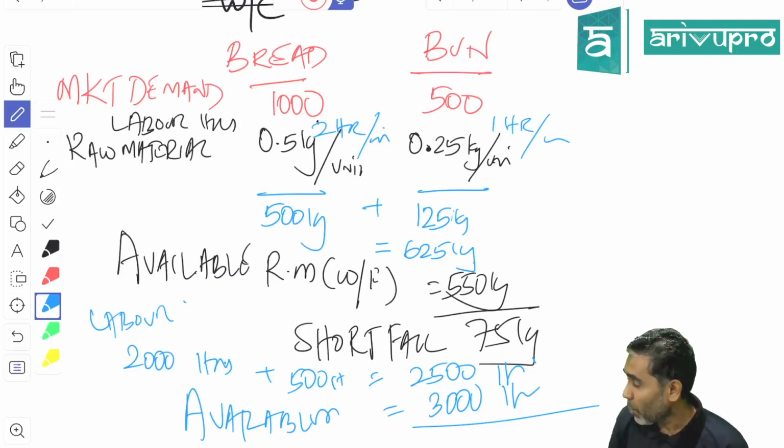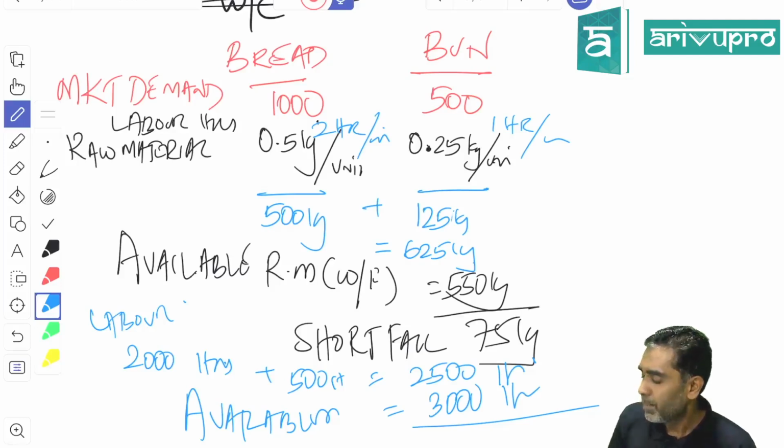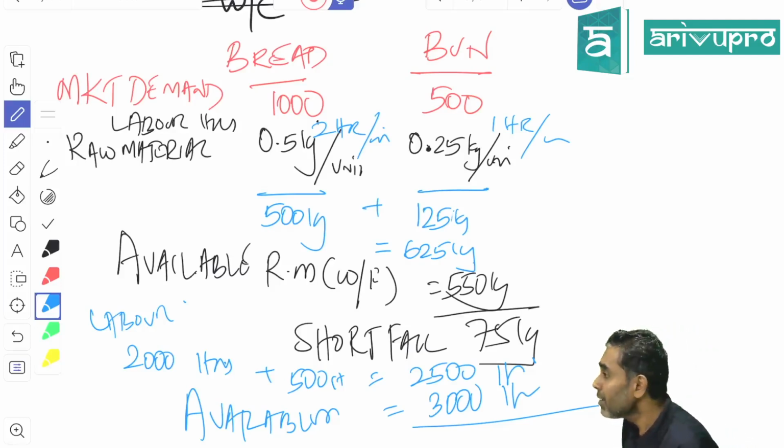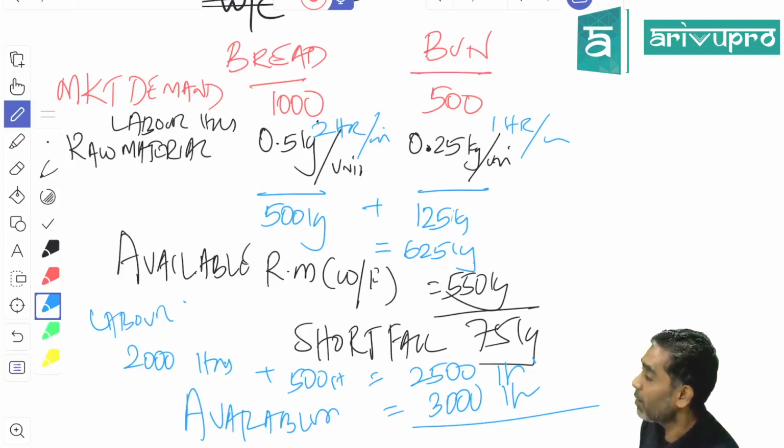Bottleneck resources. What is meant by bottleneck resources? Then how, on which basis? What do you suggest? Do you go with bread first or bun? It depends on demand. More market demand is for bread. Therefore, bread should be given the priority. That is the argument for your side.